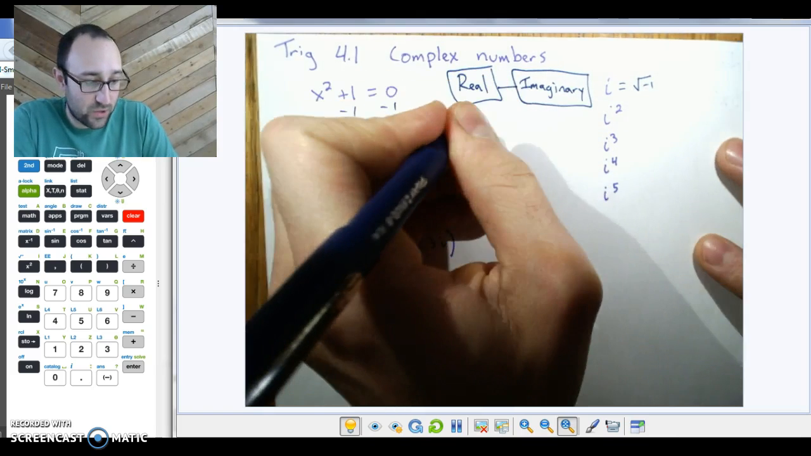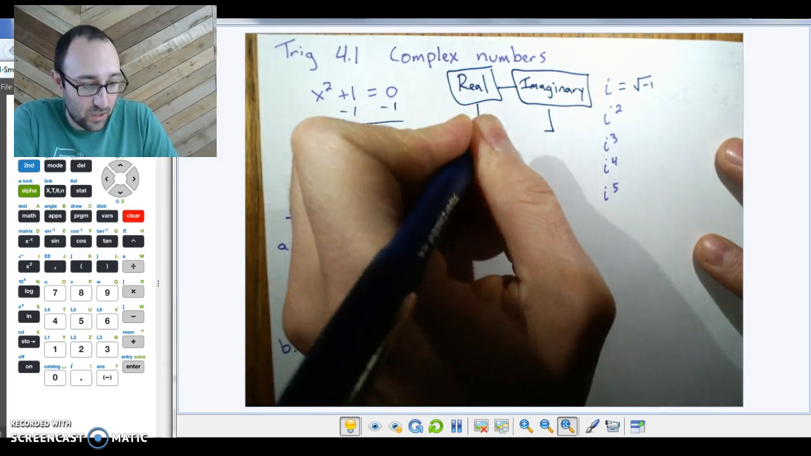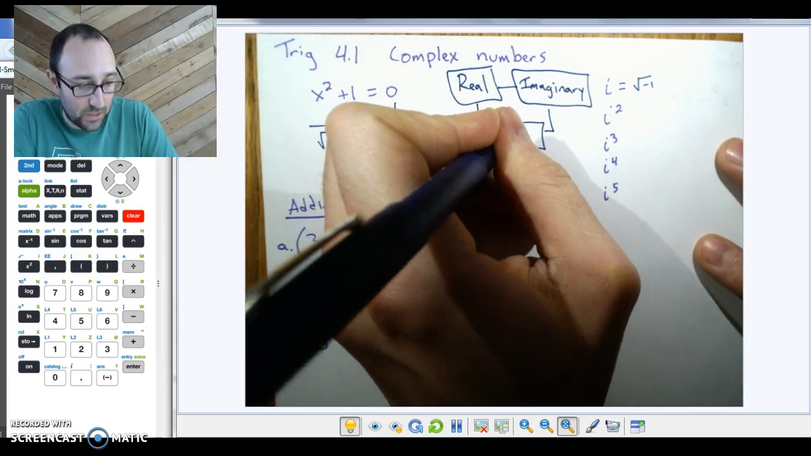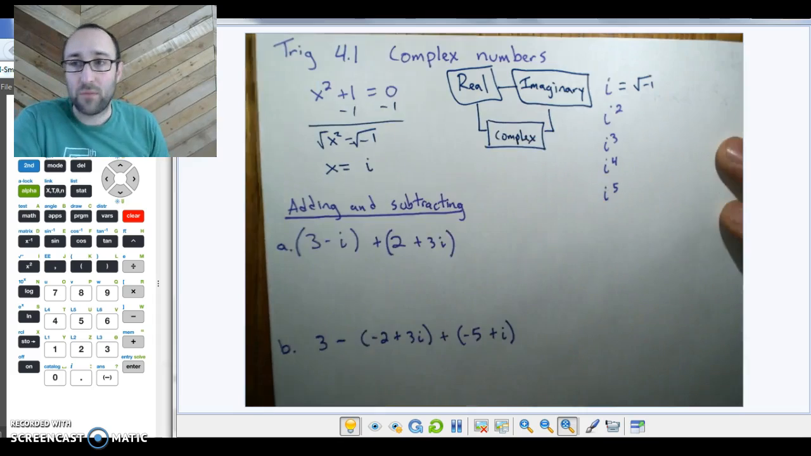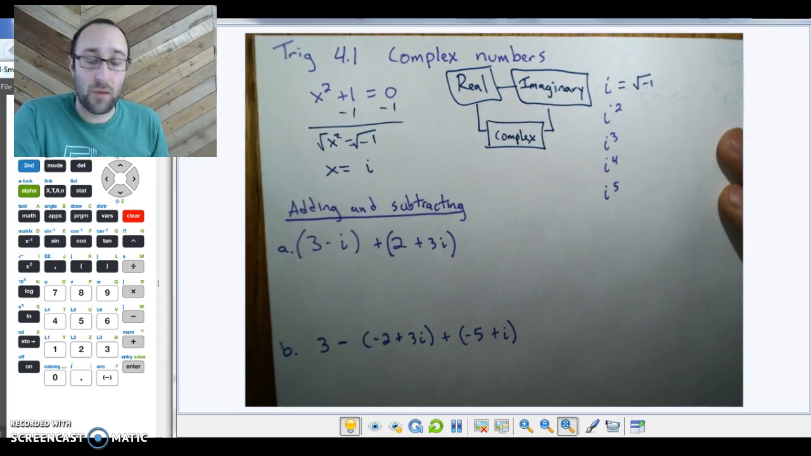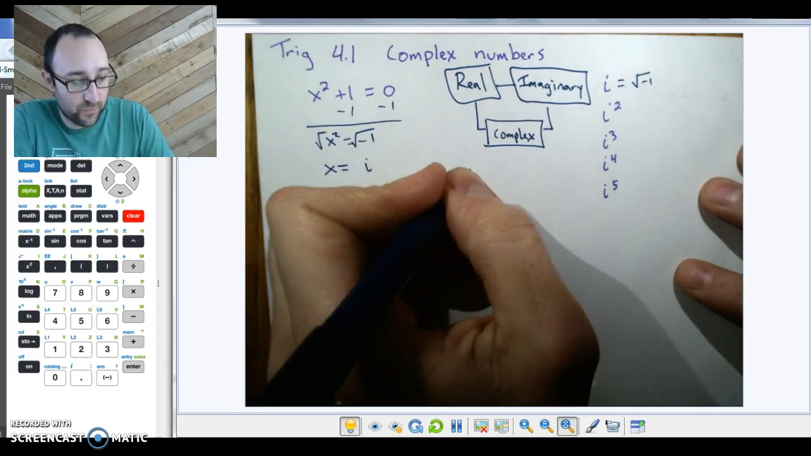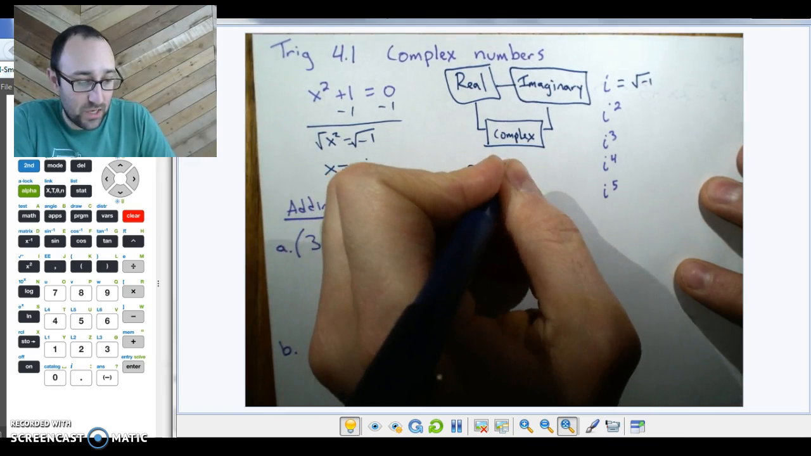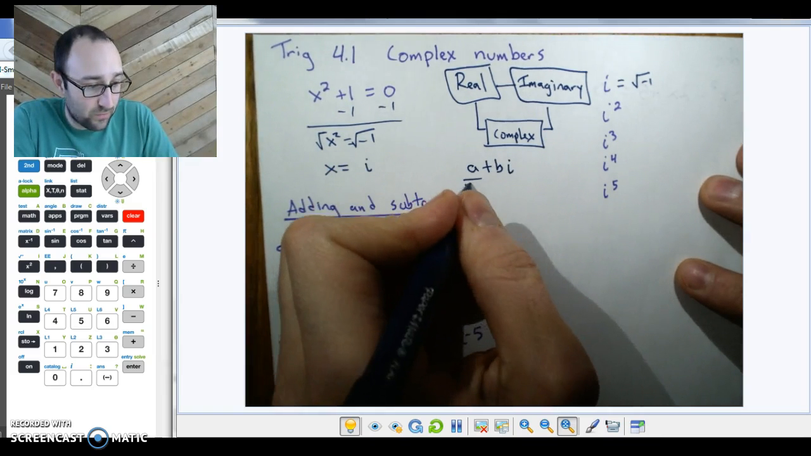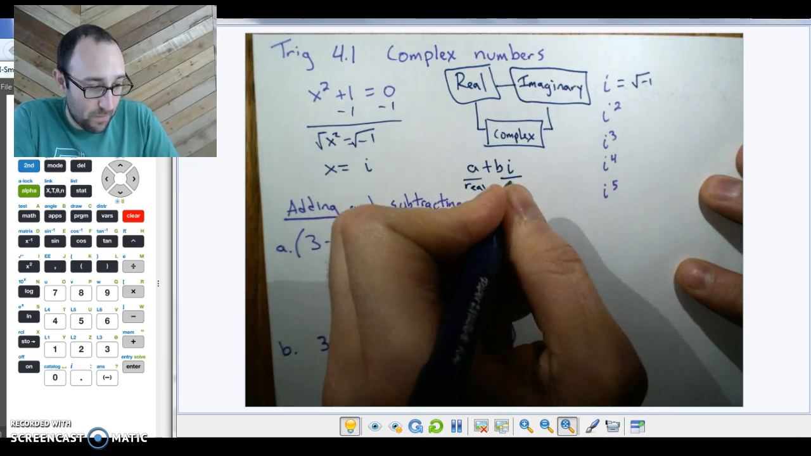If we put those two types of numbers together, you get something called complex. A complex number is a number that has both an imaginary and a real part. So for example, a plus bi. a is the real part, and bi is the imaginary part.